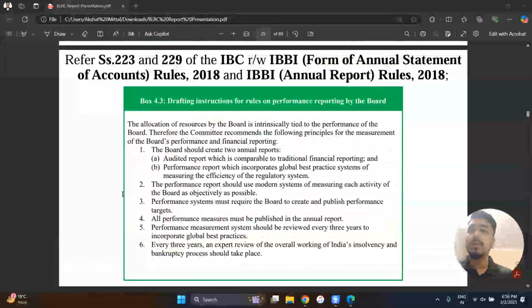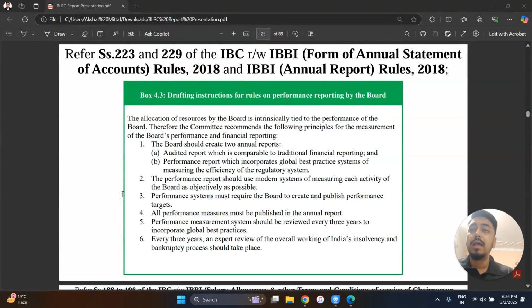Now, you will find these green colored boxes in the BLRC report. So what has this BLRC done? BLRC has given model points for the IBBI to create rules and regulations. So for example, these are drafting instructions for rules on performance reporting by the board. So here the committee has proposed that a set of rules should be framed on these points so that this board can be held accountable for its work.